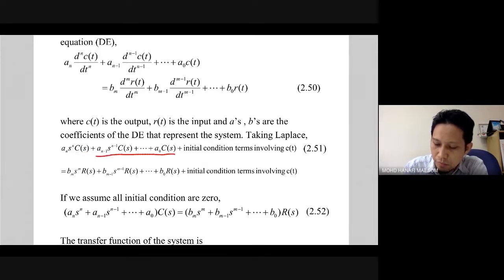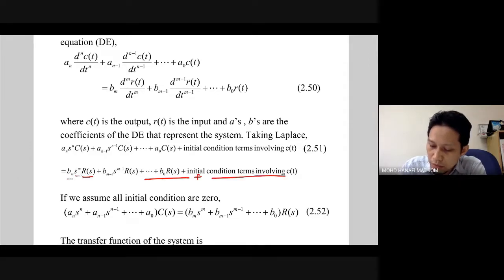plus initial condition terms involving c(t), as well as the other side of the equation. We have b_m s^m R(s) plus the initial condition terms involving r(t).